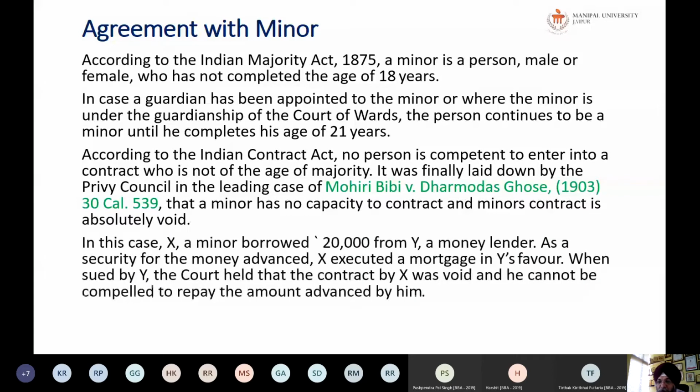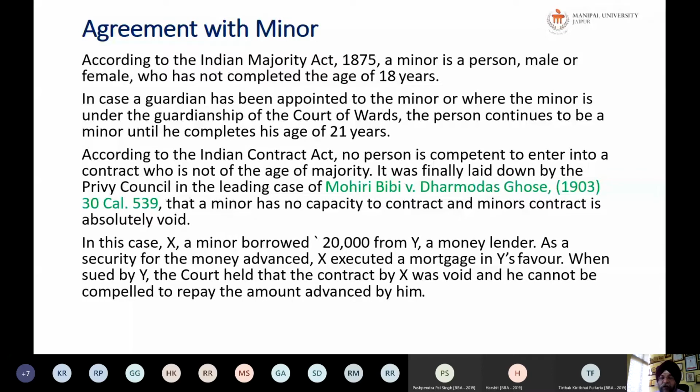What were the facts of the case? In this case X, a minor, borrowed rupees 20,000 from Y, a money lender. As security for the money advanced, X executed a mortgage in favor of Y. So who was X? X was a minor who actually borrowed 20,000 rupees from Y and executed a mortgage in favor of Y. And when sued by Y, the court held that the contract by X was void and he cannot be compelled to repay the amount advanced to him.